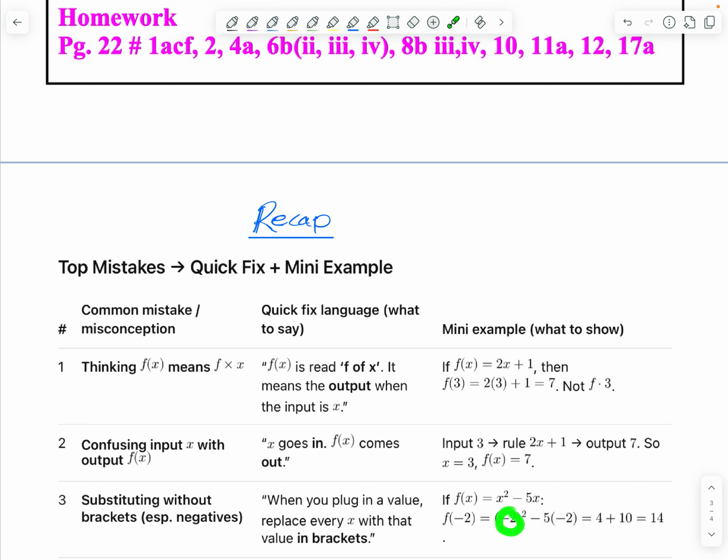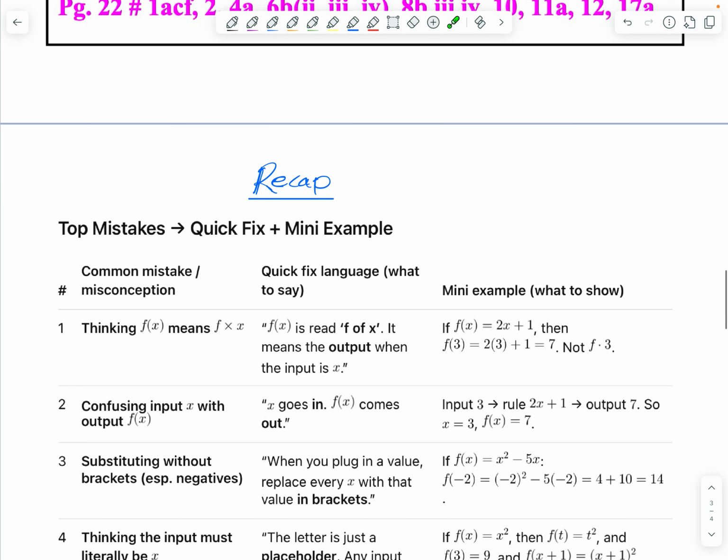First of all, -2 times -2 is +4. And then -5 times -2 is +10. So this ends up being +14. Right? If you didn't include brackets here, you wouldn't get that answer. And it has to be precisely this answer. So f of -2 for this rule right here is 14.